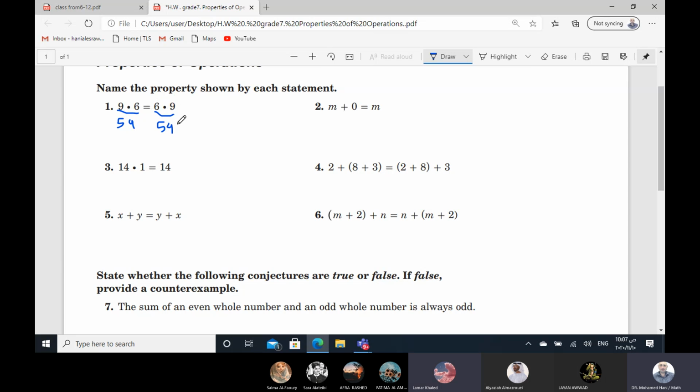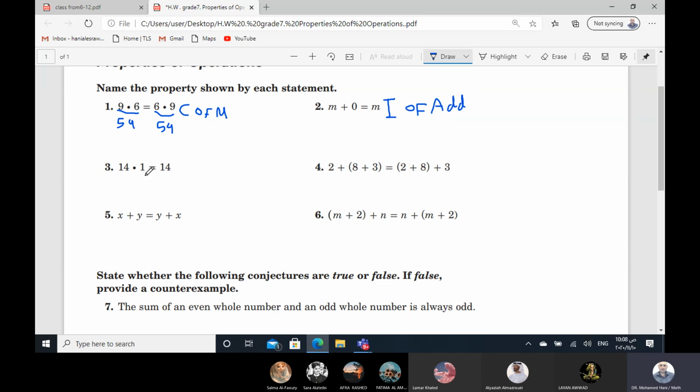What is the name of this property? Mister, it is commutative. Commutative of multiplication. The next exercise, here we have m plus 0 equals m. What is the name of this property? Identity. Yes, this is identity of addition.